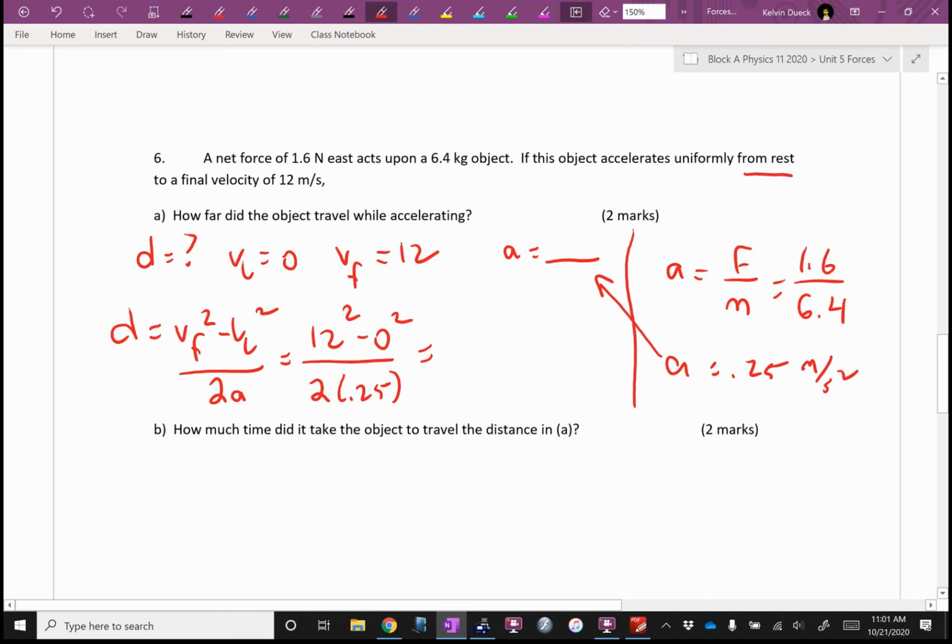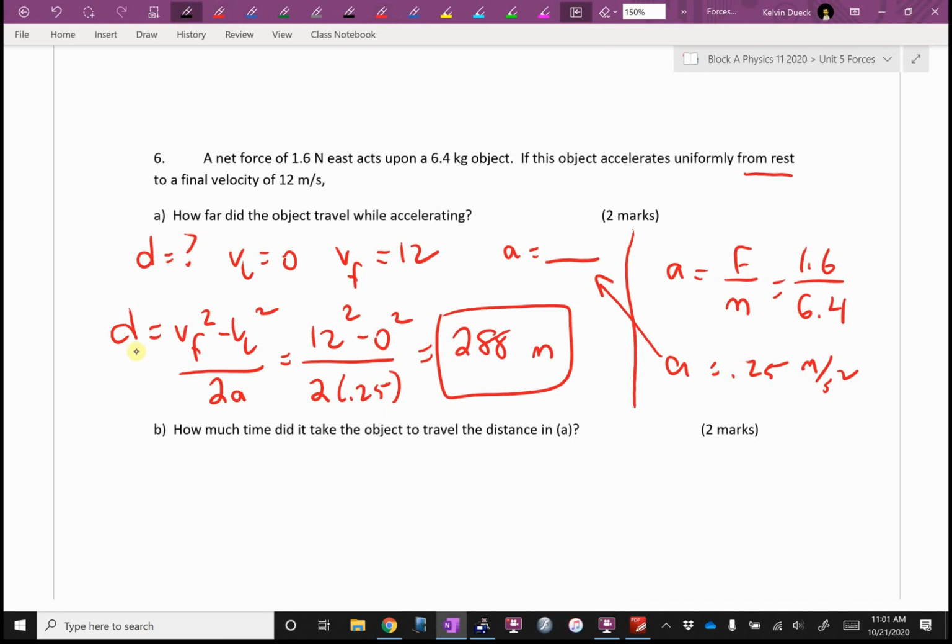12 squared is 144 divided by 2 is going to be, oh, divided by, you know what, Mr. Duick? Why don't you just do that? Is it 244? No? I'm wrong? Good gosh, 12 squared is 144 divided by 2 is going to be 72. 72 divided by 0.25 is going to be 72 times 4. So it's going to be, oh, I was wrong, 288. And that's meters. 3 out of 3 if you got that.